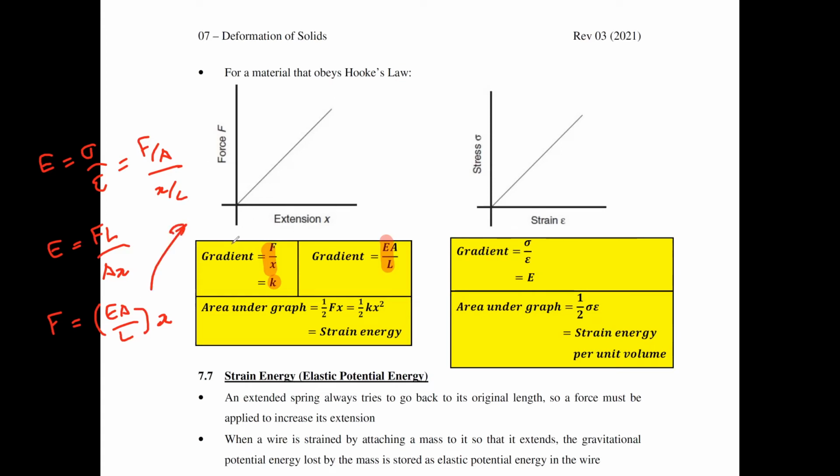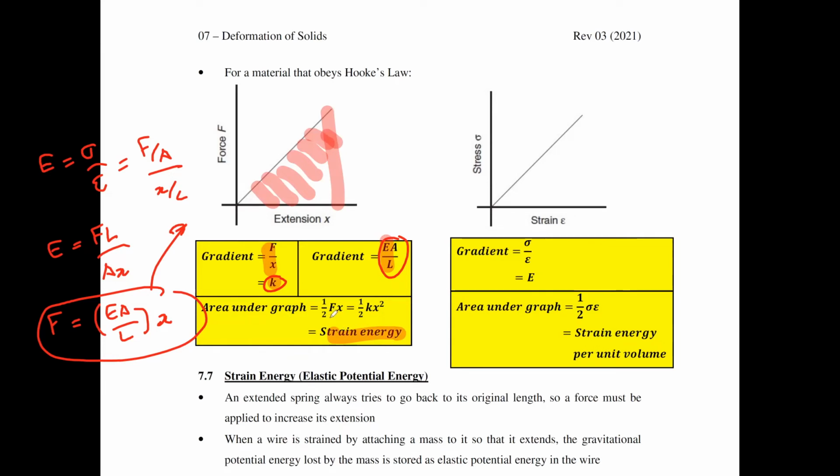So if you have a graph of force versus extension, the gradient itself is the spring constant. You can also say it's EA over L because it came from this. All right. And also in the previous chapter, you know that the area under a force extension graph is actually going to be equal to strain energy.